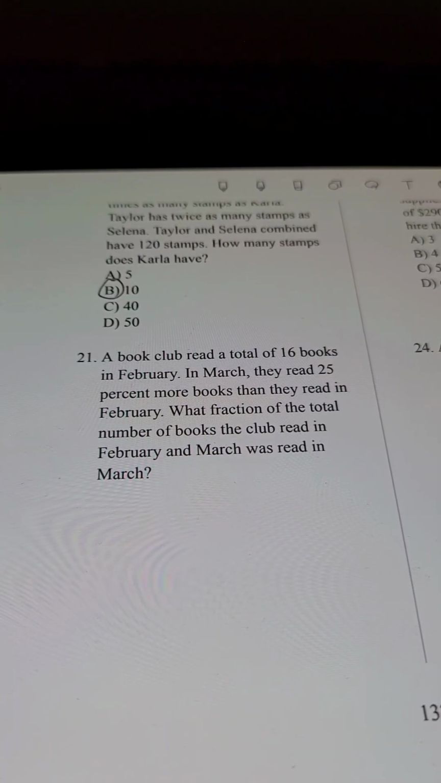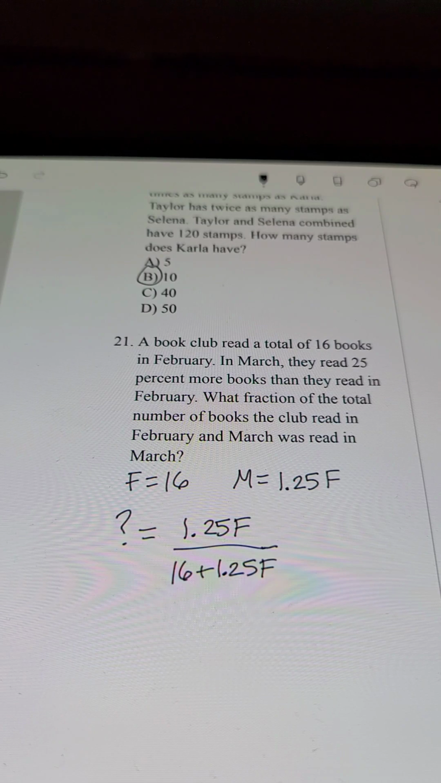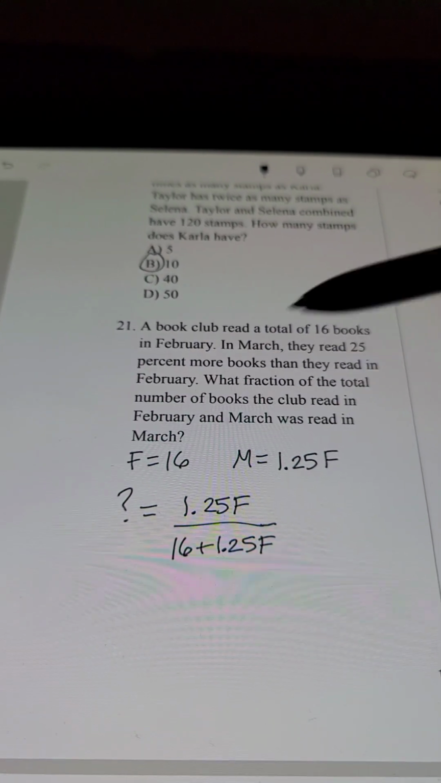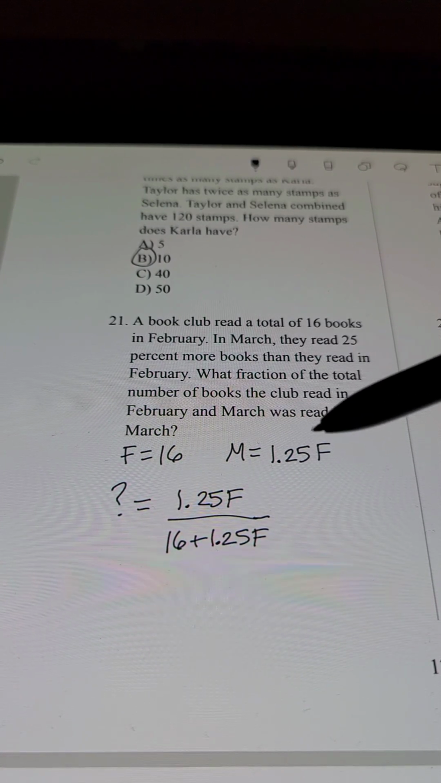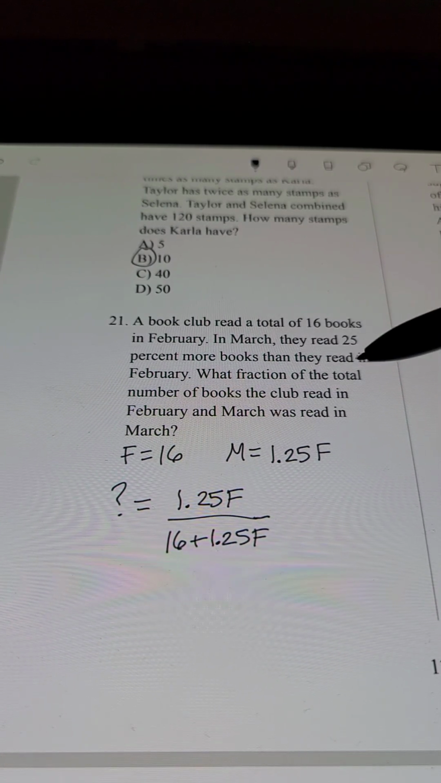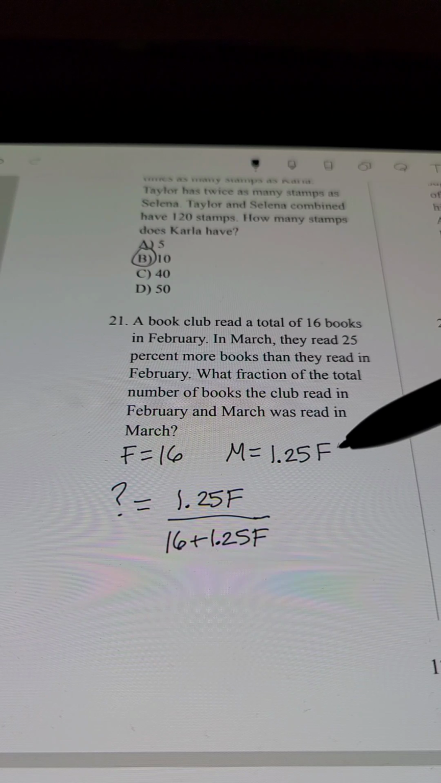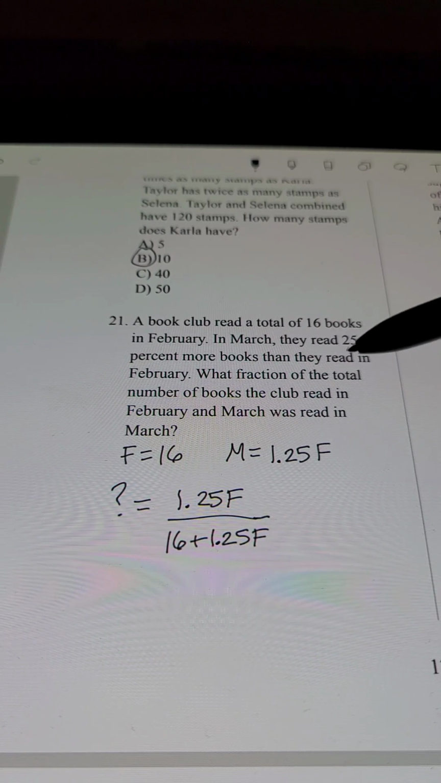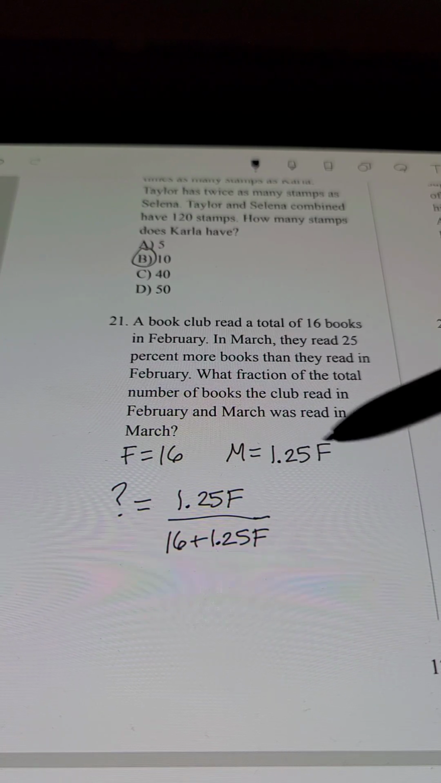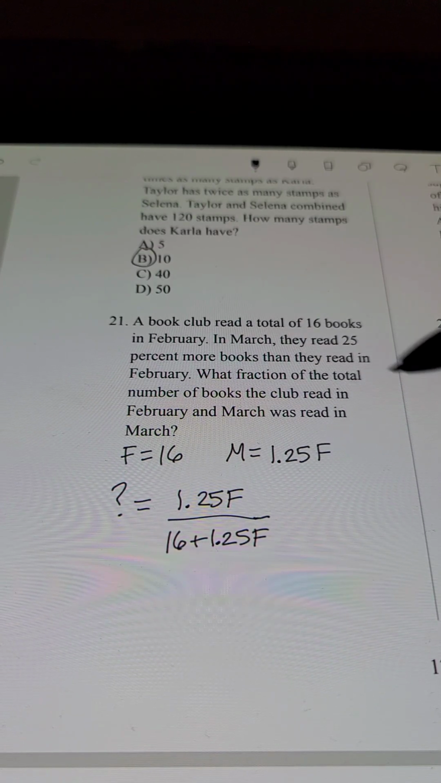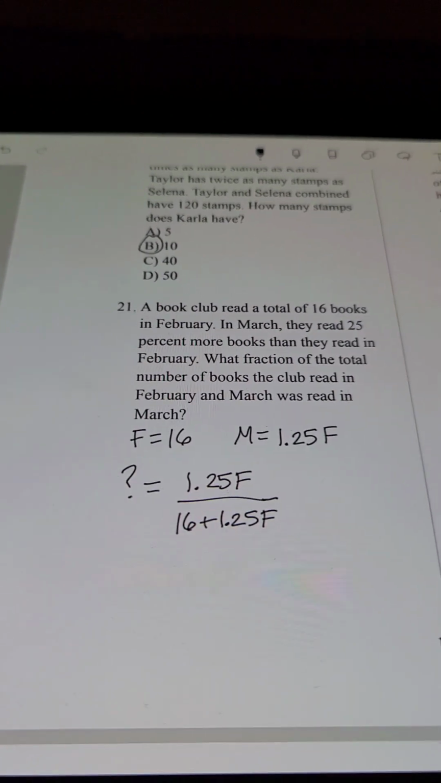Okay, pause to read 21 if you haven't already. So if we're writing out the situation, F represents the number of books read in February, which is 16. M is the number read in March, which is 125% of the amount read in February. So 125%, because it's 25% more, would be represented by 1.25. So that's what I did, 1.25 times the amount in February.